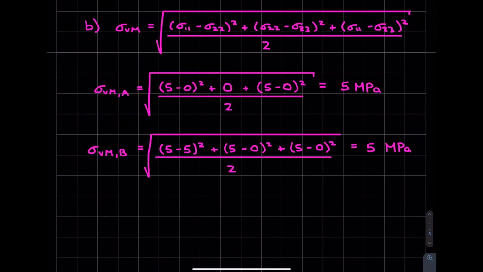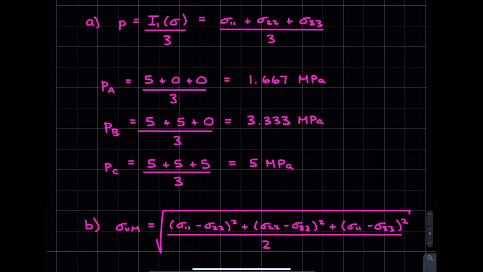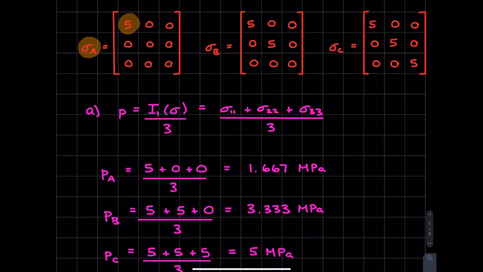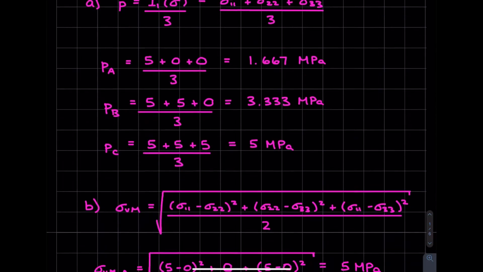So you guys are looking up here at these matrices and saying, okay, well, the matrices are very similar. Sigma A just has 5 in sigma 1,1. Sigma B has two 5s. And if we look at sigma C, it has three 5s. So you guys are probably thinking, okay, well, if the von Mises of sigma A and sigma B were both 5, a lot of you might say, oh, well, sigma C is probably also 5 MPa. So let's come down here and find out.